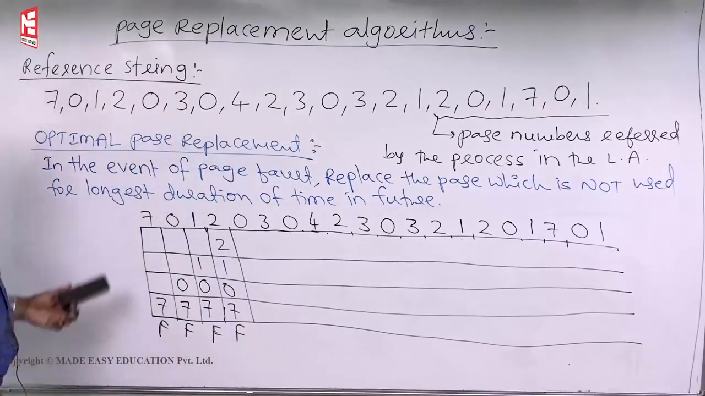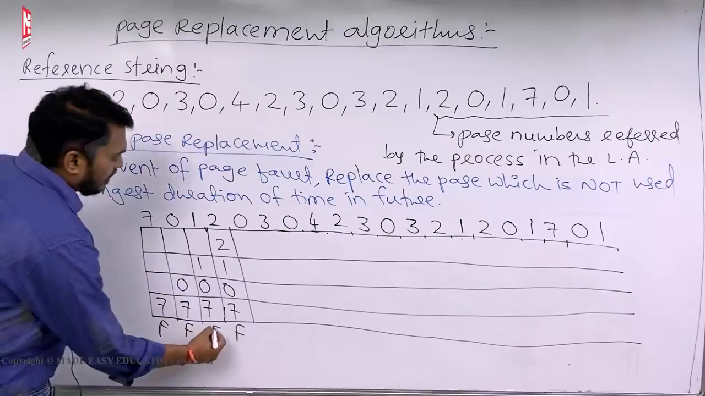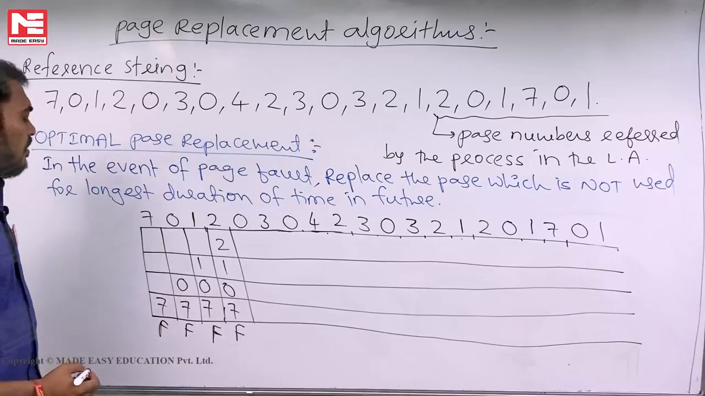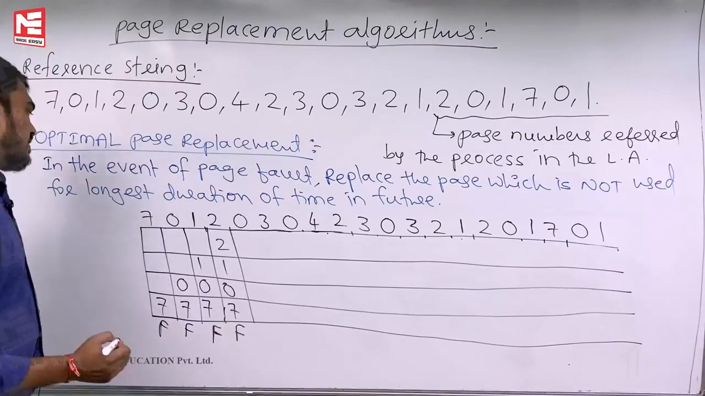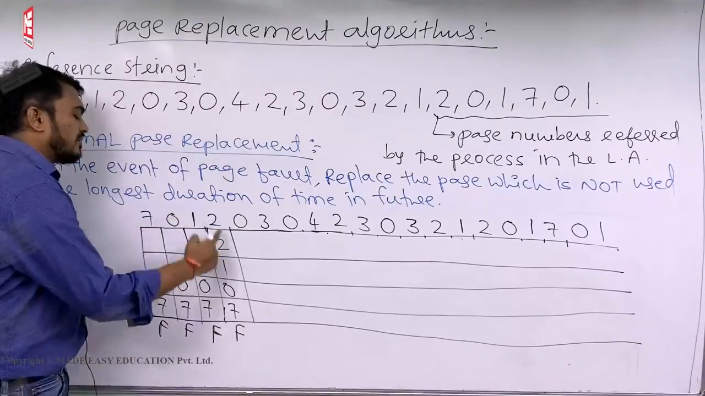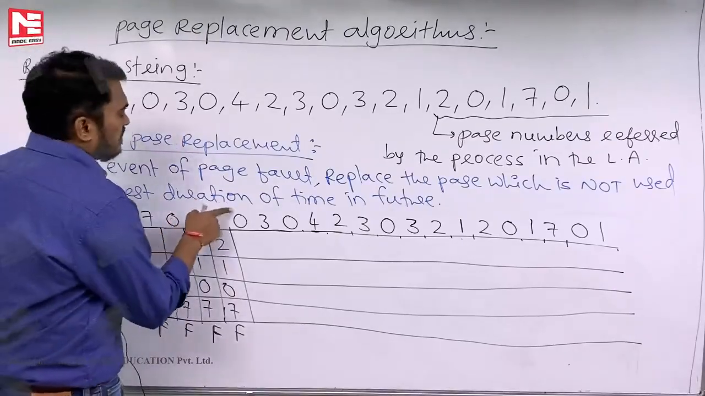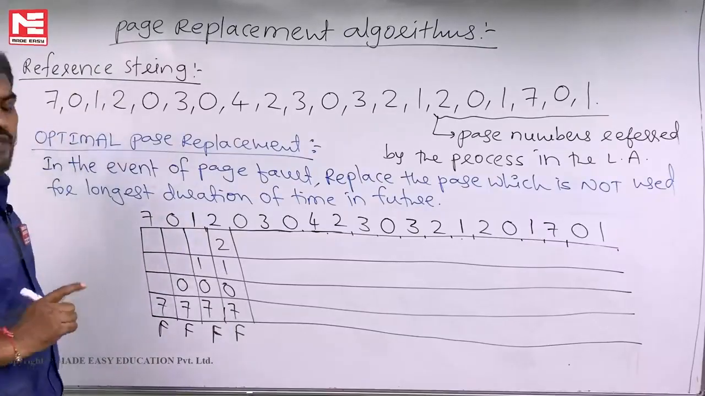So the first 4 are different pages, they are not available in the memory, so they are considered to be a page fault. Is that clear? Okay, fine. And next is what here? 0. Okay, next is 0.